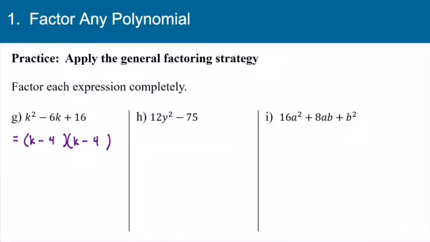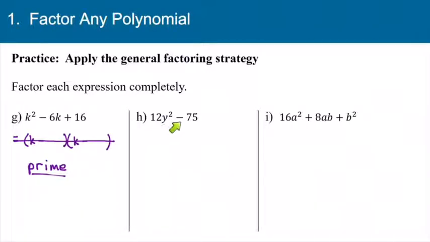Let's try 4 and 4. Here we're going to get minus 4k minus 4k, and that's going to make minus 8k, not minus 6k. So that didn't work. And our only other choice would be 1 times 16, and you can see, obviously, that's not going to work either. So what we just found out is that this trinomial is prime. Let's look at part H.